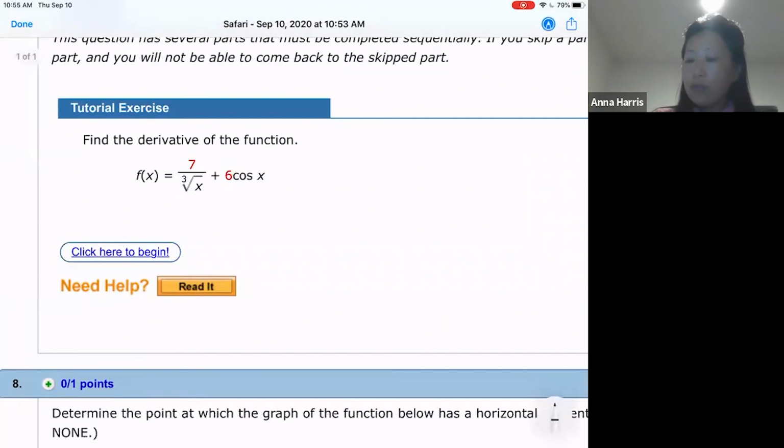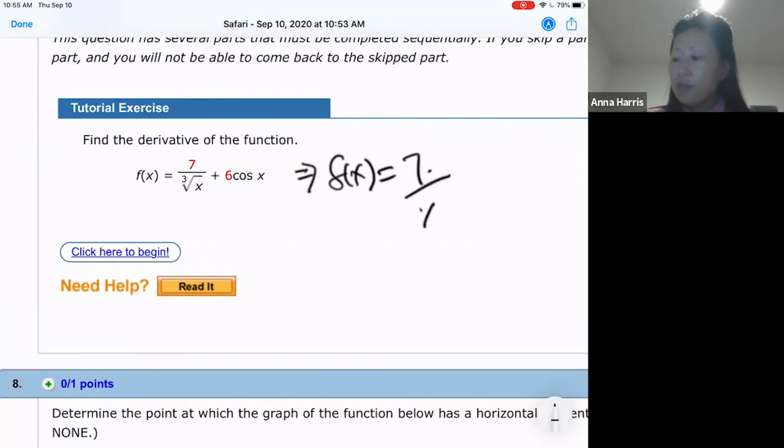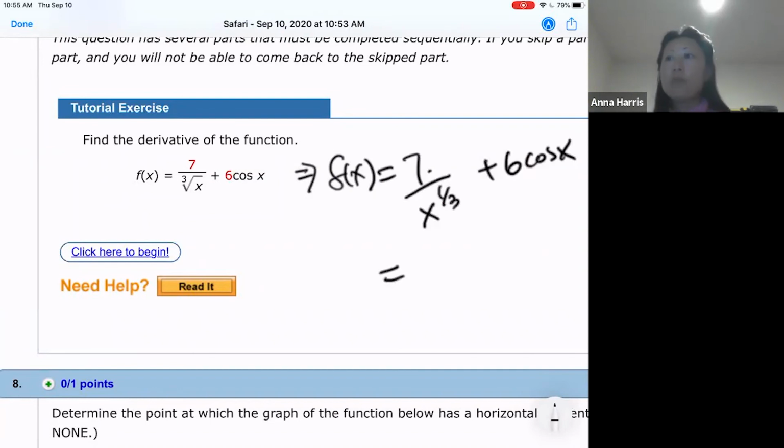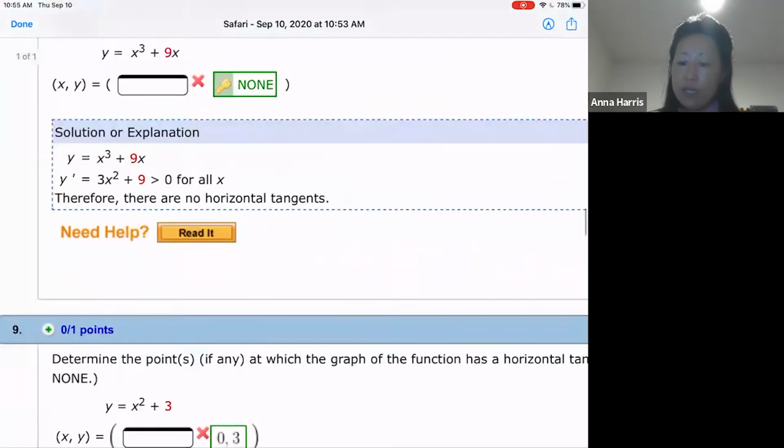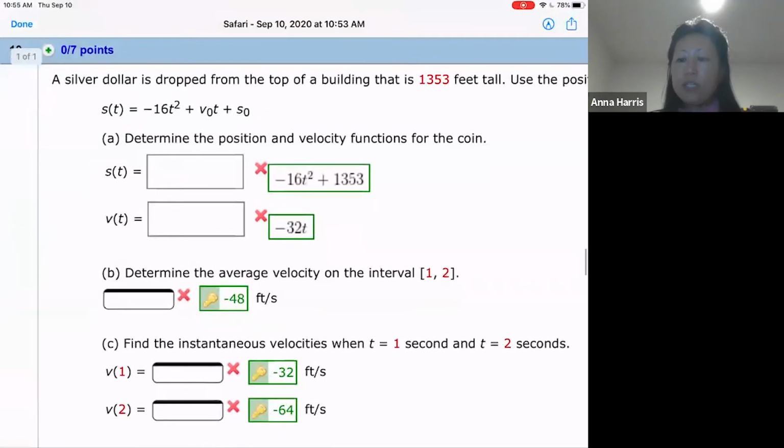This problem again, don't do anything on it until we rewrite this problem. So this is the same as 7 over x to the 1/3 plus 6 cosine x. And then you're going to say, I don't want to put my power in the denominator. I want to put that in the numerator. So it becomes 7 times x to the negative 1/3 plus 6 cosine x. And then you know what to do. You can take a derivative of this. I'm not finished, but you can finish it by yourself. Okay, this is a very good problem.